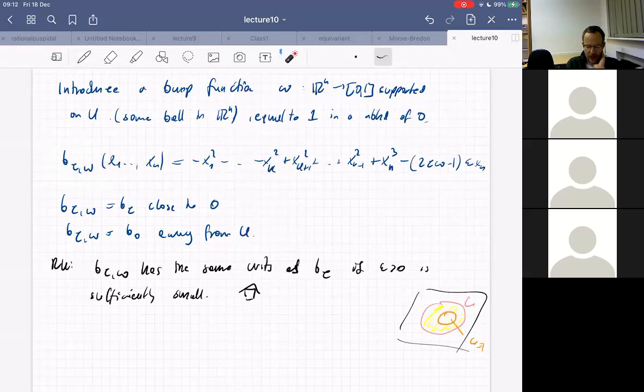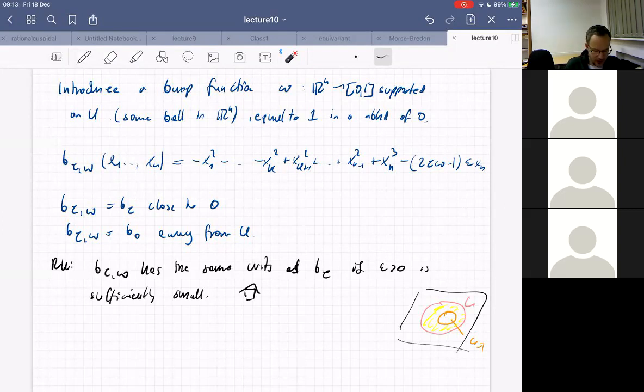And then you see, okay, if I take epsilon sufficiently small, then the length of the gradient of epsilon omega will be very, very small in this region when compared to the length of the gradient of b tau. And then I can say, well, okay, if my original function didn't have critical points, then by triangle inequality the length of the gradient is positive. So that gives you the fact that there are no critical points in that region. And of course, you can do your calculations in the way you prefer the most.